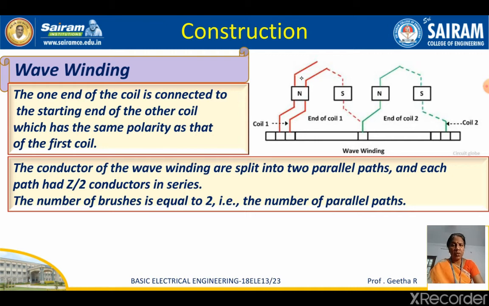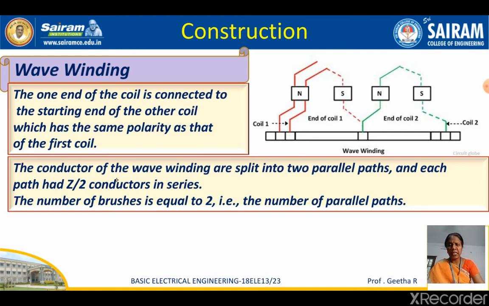See, one end of the coil goes through the south pole, and again it goes to here. To the second end it is connected. You can see the starting of the first coil, it is the north pole, and again it goes to the north pole only, where it has got connected. So the starting end of the other coil has the same polarity as that of the first coil.